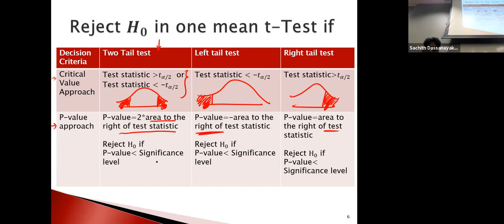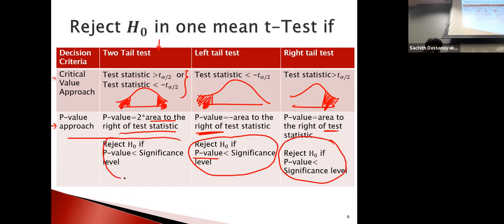Same decision criterion, p-value less than significance level, then you reject if it is a left tail test. If it is a right tail test, again, p-value less than significance level. Always less than significance level, you have to reject your H0 if you are using the p-value approach. But if you are using the critical value approach, you have to stick with these three different cases.